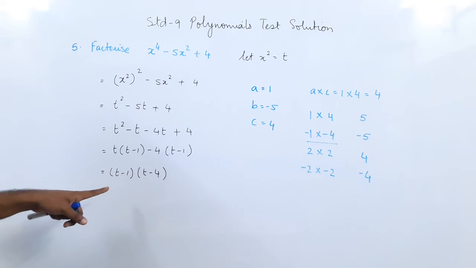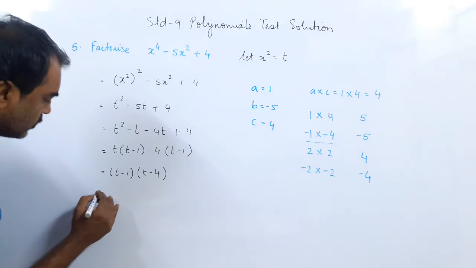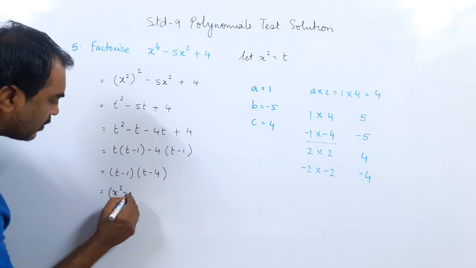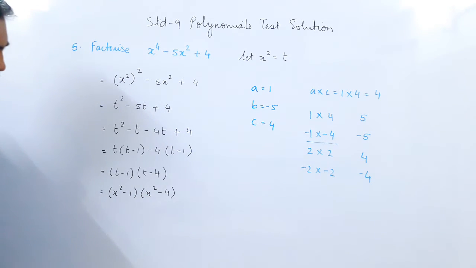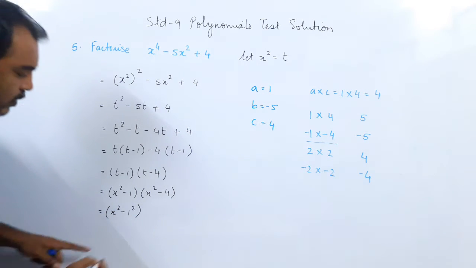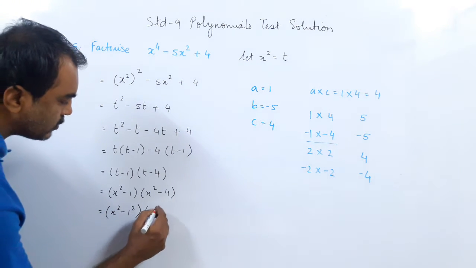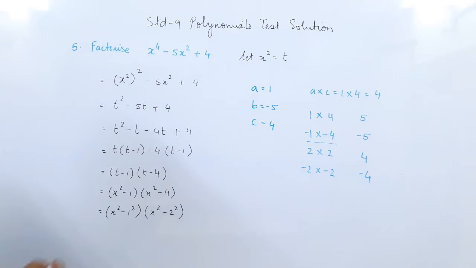But the sum is not done here. What is t equal to? t is equal to x square. So this becomes x square minus 1, x square minus 4. This can be written as x square minus 1 square. 1 square is 1. And x square minus 2 square. 2 square is 4. Now what is this?